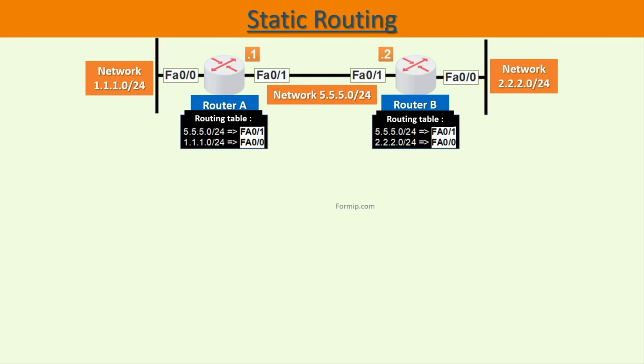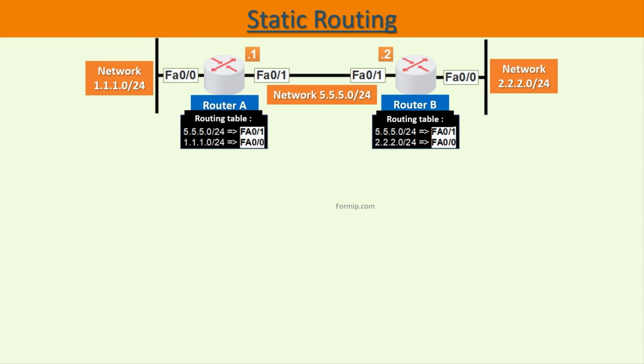Now we will talk about static routing. Here we have two routers. The A router with two fast Ethernet interfaces, the 0/0 and the 0/1. The 111.0 network was configured on the 0/0 port, and the 555.0 network is on the side of the 0/1 interface.